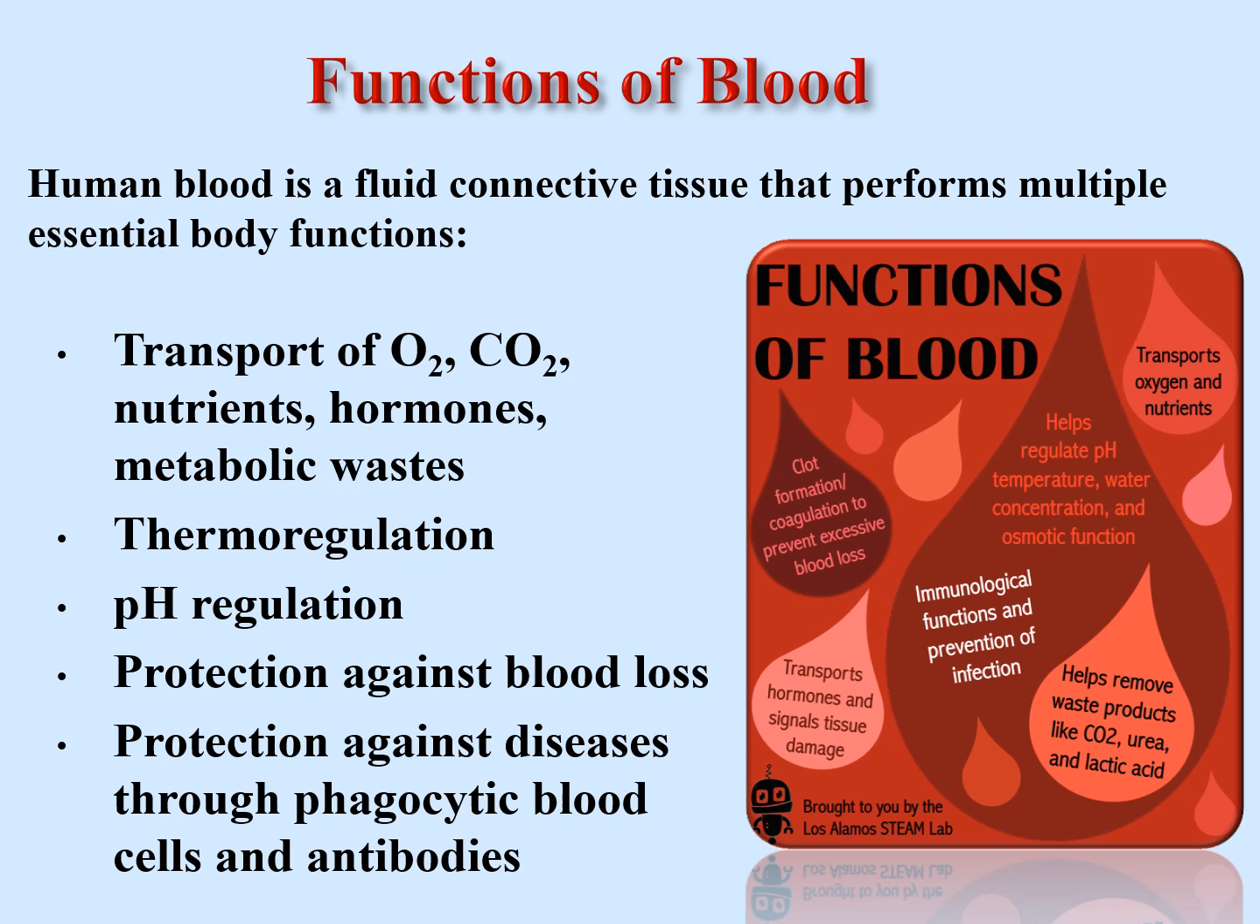First of all, this is transport function, because blood transports gases, oxygen, CO2, different nutrients, hormones, and compounds that can be named as metabolic waste. Thermal regulation is the next function of blood, then pH regulation, and protection against blood loss and different pathogenic cells that can be in the organism.